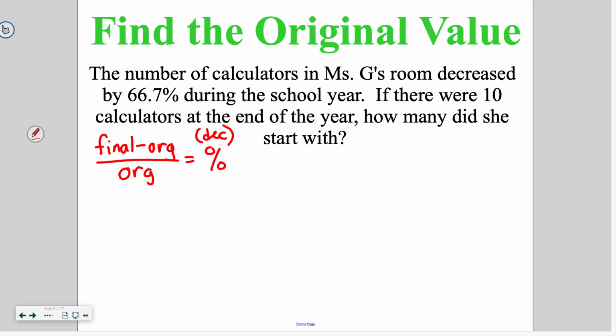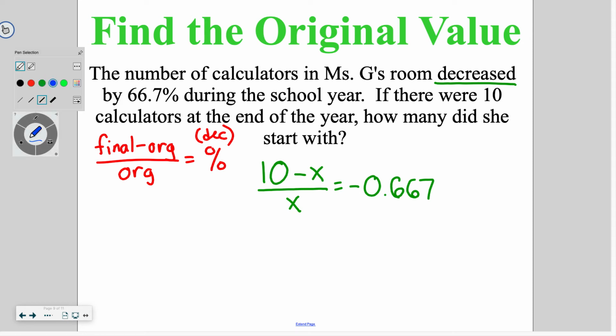So, if we've got this problem, the number of calculators in Miss G's room decreased by 66.7% during the school year. If there were 10 calculators at the end of the year, how many did she start with? So instead of looking for this final like we did last time, we're looking for the original. So we're going to plug in the information that we know. At the end of the year, I have 10 calculators in my classroom. I'm not sure how many I started with, so I'm going to put in x, or my variable there. Then it says a decrease of 66.7%. So decrease, and then we need to turn it into decimal form, so 0.667.